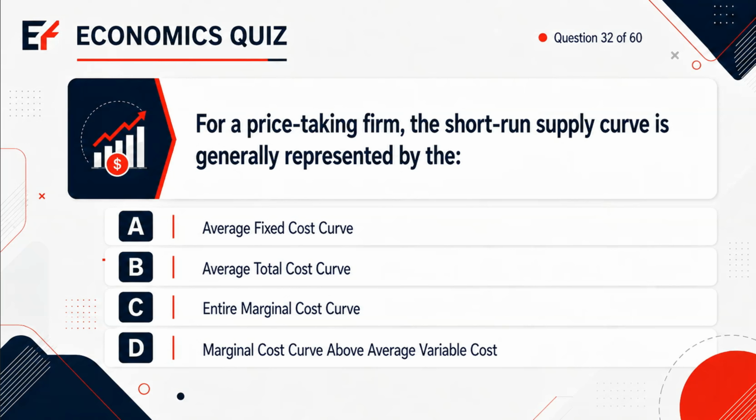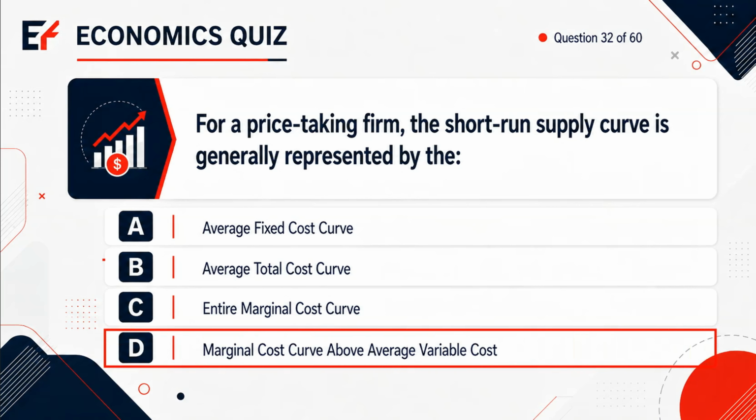Question 32. For a price-taking firm, the short-run supply curve is generally represented by the A. Average fixed cost curve, B. Average total cost curve, C. Entire marginal cost curve, D. Marginal cost curve above average variable cost. The correct answer is D.